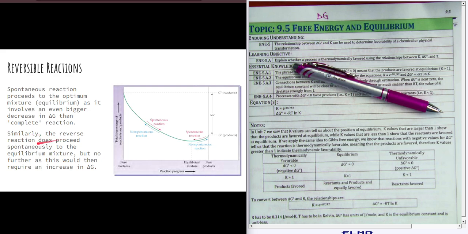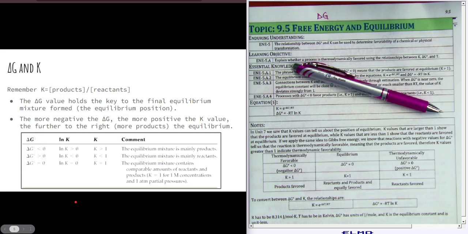Similarly, the reverse reaction does proceed spontaneously, so that's this part right here, to the equilibrium mixture, but no further, as this would then require an increase in delta G. So it's not going to want to keep going this way. It will go past just a little bit, but it's not going to stay. It's going to come right back. That's where the rate of the forward and the rate of the reverse are equal to each other, and they average out right over this point where it's equilibrium. It's going to very quickly turn around and come back. And that's how it's working.